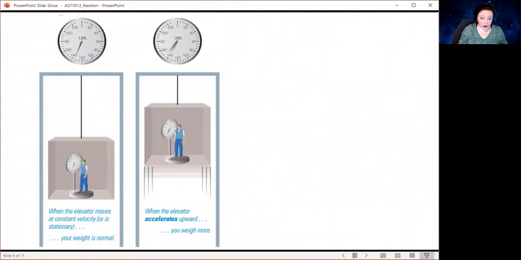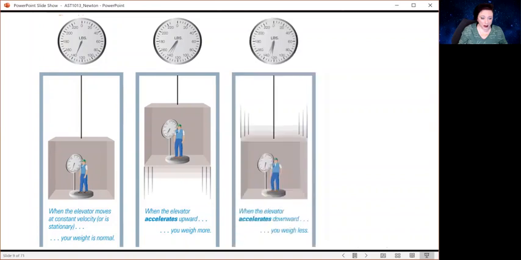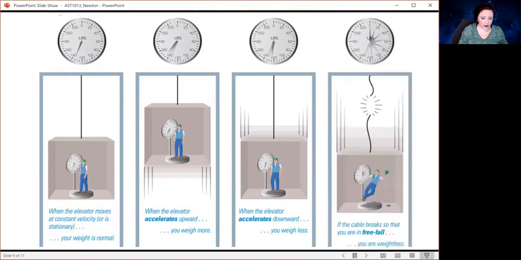If you are moving upwards, though, then that upward acceleration is adding to the weight that you have. And so now the weighing scale will register a higher number. You will have a higher weight. Even though your mass hasn't changed, your weight will be more because the elevator is accelerating upwards. If the elevator is accelerating downwards, you weigh less. Now you're counteracting gravity, and you're going to not put as much force onto the weighing scale, and so you weigh less. If the cable snaps and you are free falling, you are now weightless.